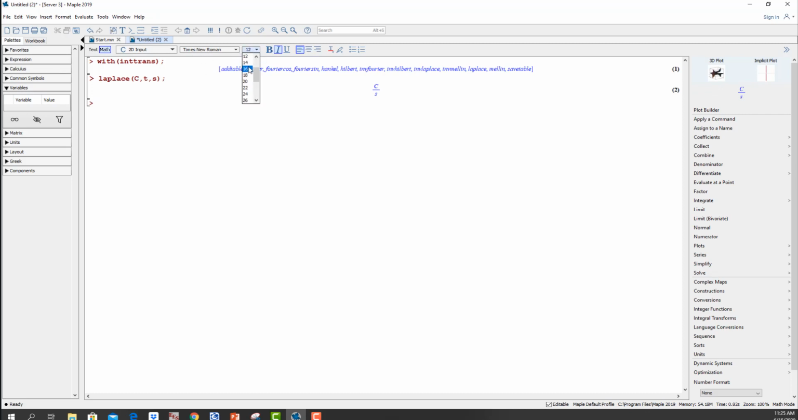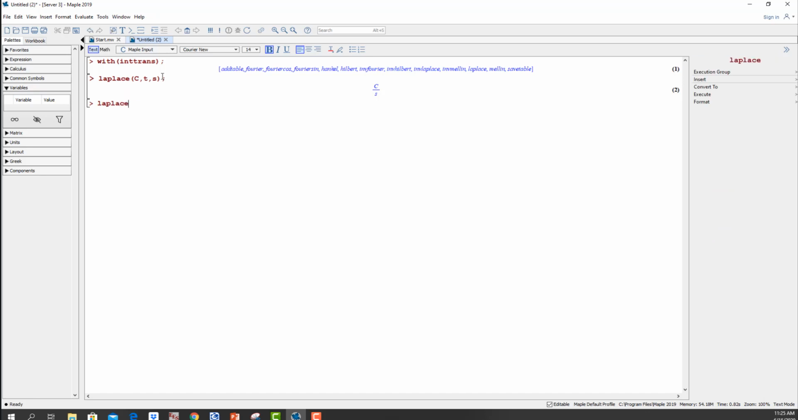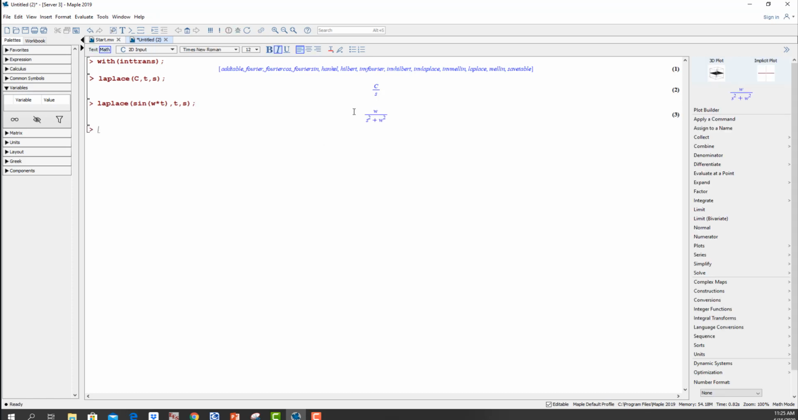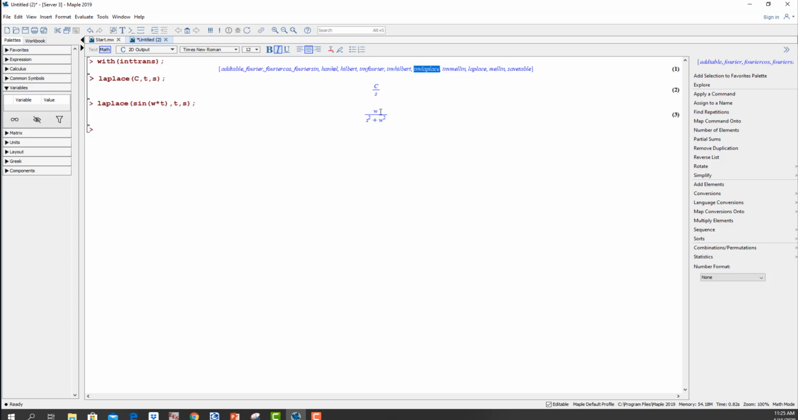If I want to know the Laplace transform of the sine of omega t, I would do Laplace sine omega t from t to s. And apparently that's the Laplace transform of a sine. So Maple's pretty good at this. You can see Maple's kind of good at inverse Laplace transforms as well, but actually not super good, as we'll see. So those are your options for doing Laplace transforms.